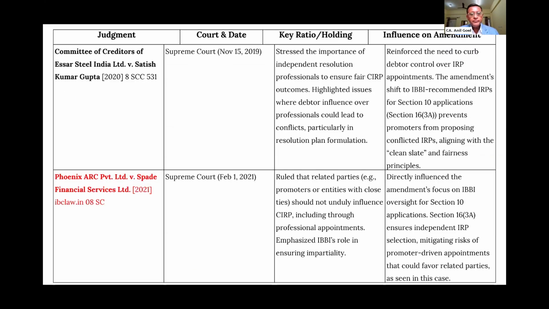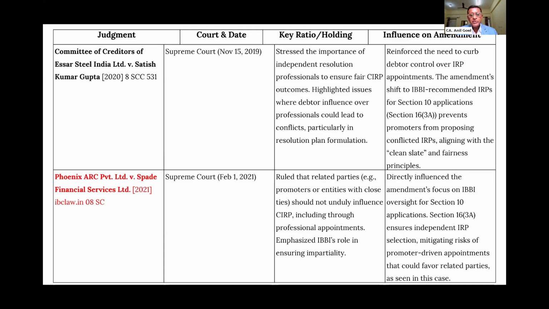The basic issue is that yes, an RP can be appointed. One issue was in fact decided by the Honorable Supreme Court in the case of Phoenix ARC Private Limited versus Spade Financial Services, where the Honorable Supreme Court on February 1, 2021, ruled that related parties, that is, the promoters or entities with close ties, should not unduly influence CIRP, including through professional appointments, and emphasized the IBBI's role in ensuring impartiality.